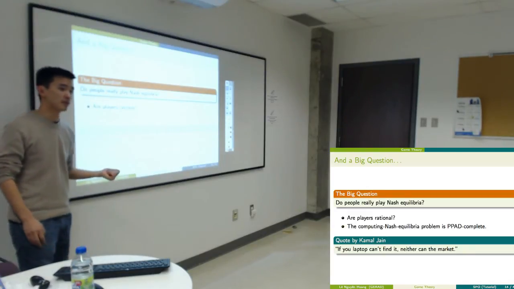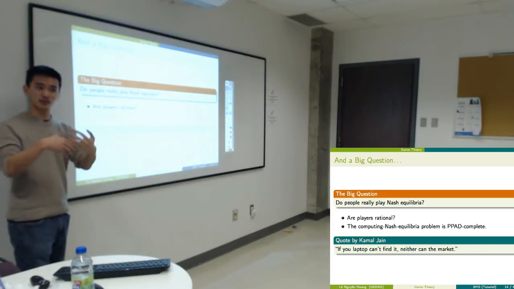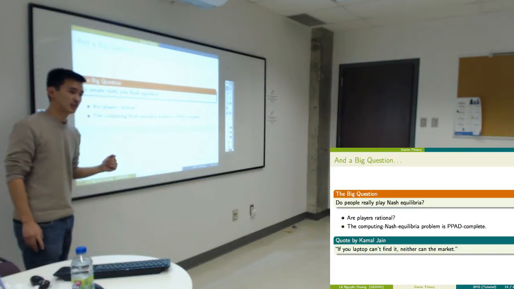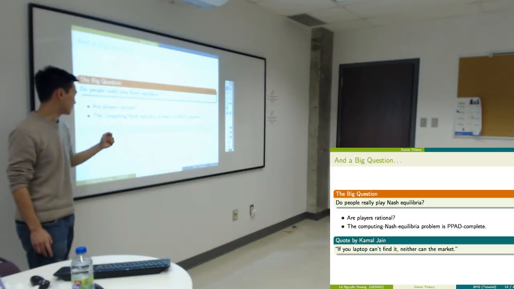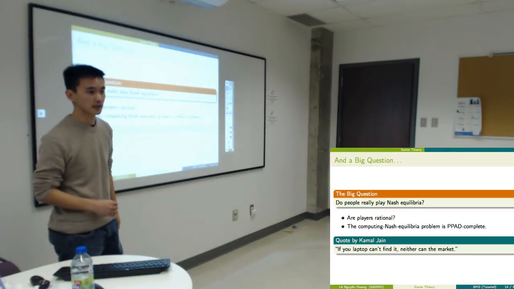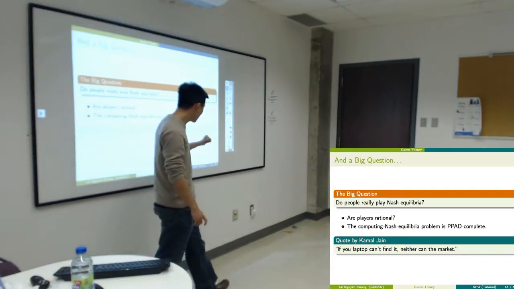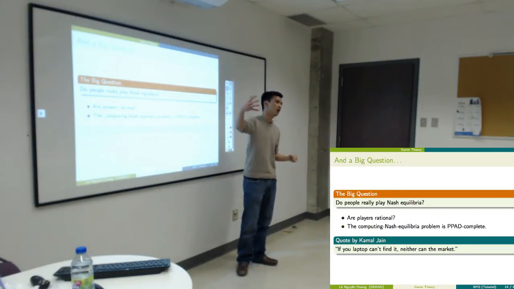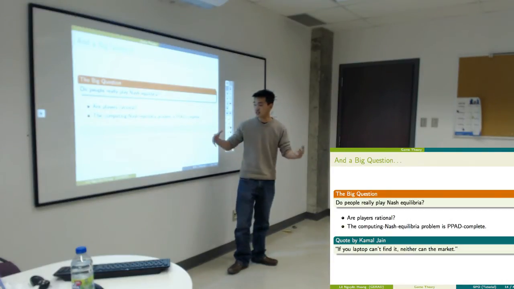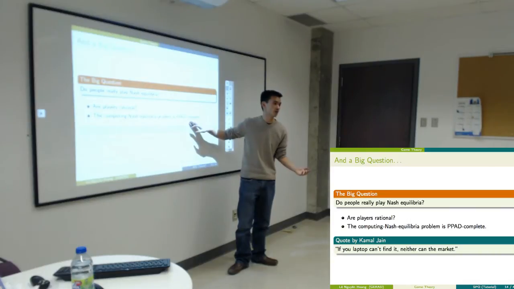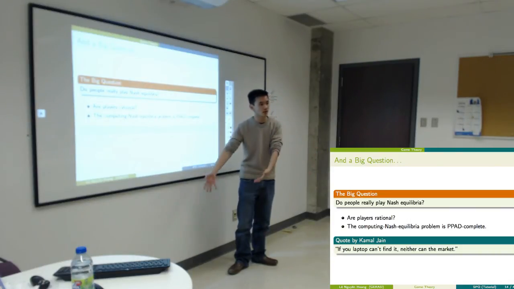But the first thing you might want to ask is, are players rational? Are they going to really do some sort of maximization? And the second problem is that even if they were rational, would they still play the Nash equilibrium? Because computing a Nash equilibrium, which you can see as a problem in complexity theory, is known to be PPAD complete, which basically means very hard. It's not NP complete, but almost. And the main intuition in the community is that PPAD complete problems are not polynomial. They cannot be computed in a reasonable amount of time.